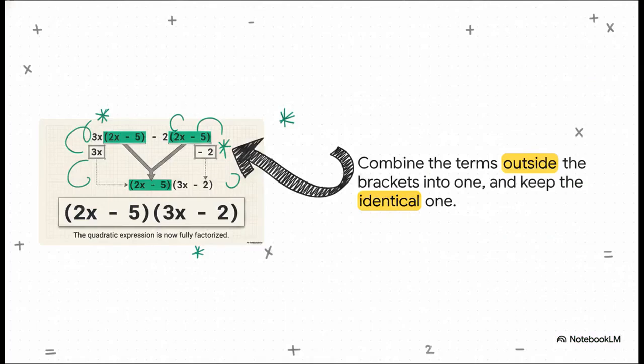So the final step is actually beautifully simple. You take the two terms that are sitting outside the brackets, for us that's the 3x and the negative 2, and you just put them together in their own bracket, 3x minus 2. And what's your second bracket? It's simply that identical one we worked so hard to get, 2x minus 5. And there you have it. The whole expression is now fully factored.